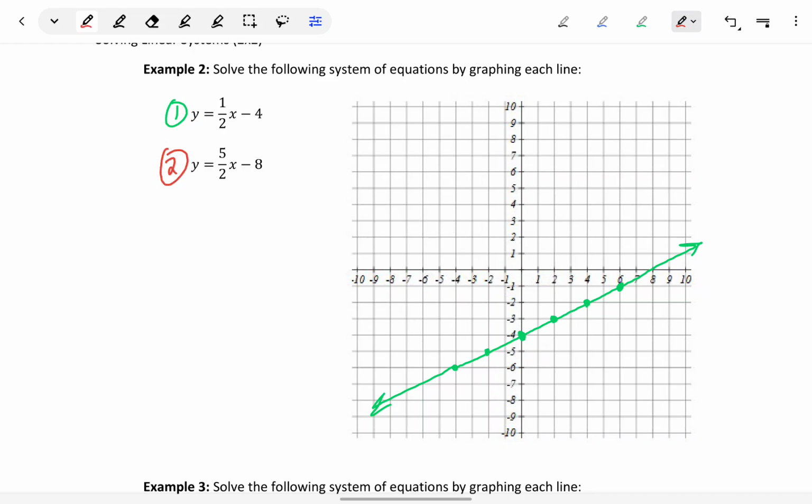Now for our second equation, we have y equals 5 halves x minus 8, meaning we have a y-intercept at 0, negative 8, and a slope of 5 halves. So to get our next point, we'll move up 5 and over 2, and see that we overlap at this point right here.